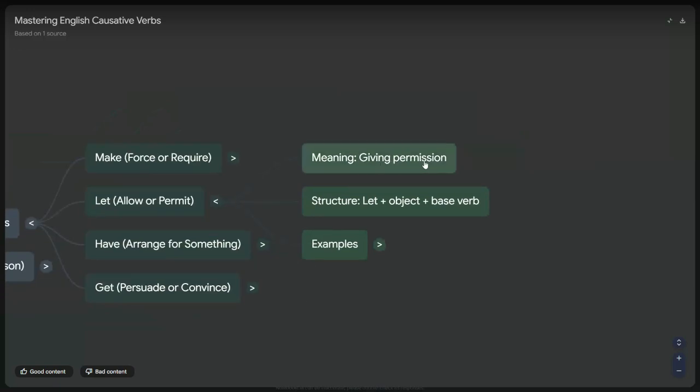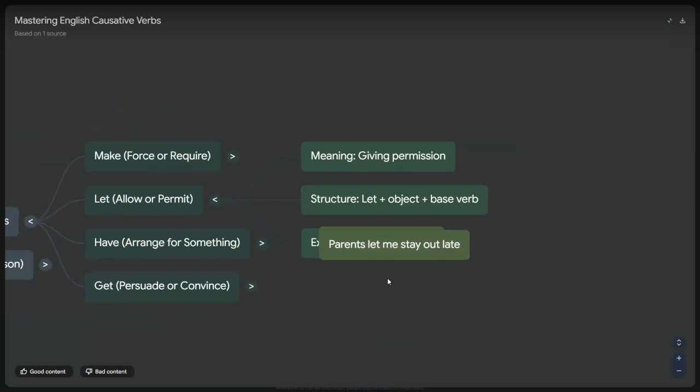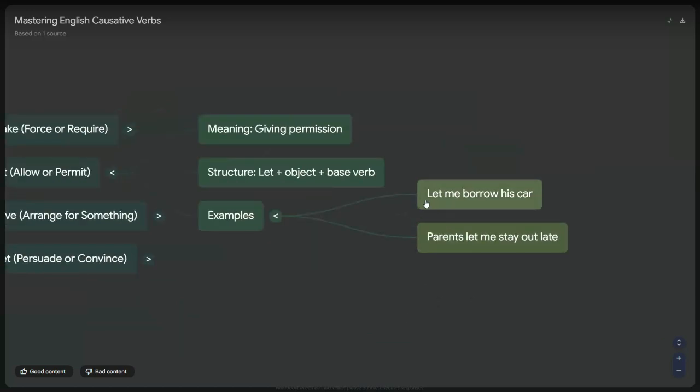Let means giving permission. The simple structure is let plus object plus base verb. Examples are: will you let me borrow your car? Will you let me borrow your car means I am asking for permission.